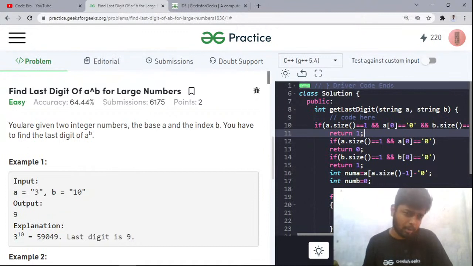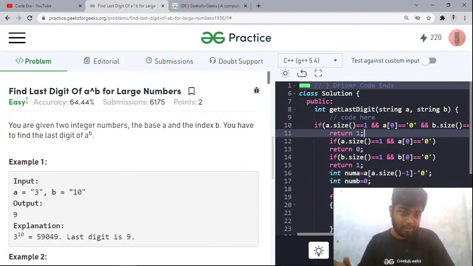So talking about this problem, this was an easy problem. This was more of a mathematical and implementation based problem, because in this problem you have been given a number a, and you have been given a number b, and you have to tell what is a to the power b, right?